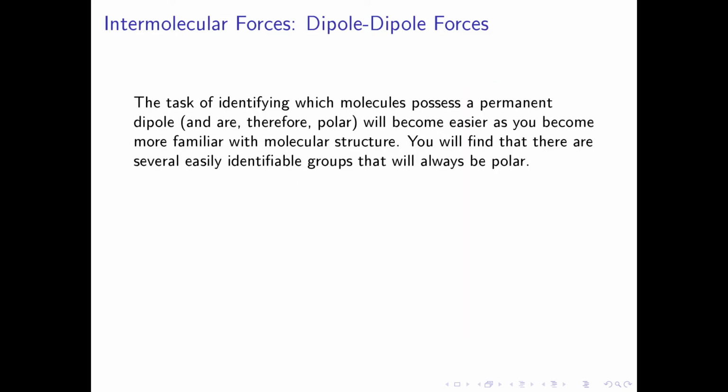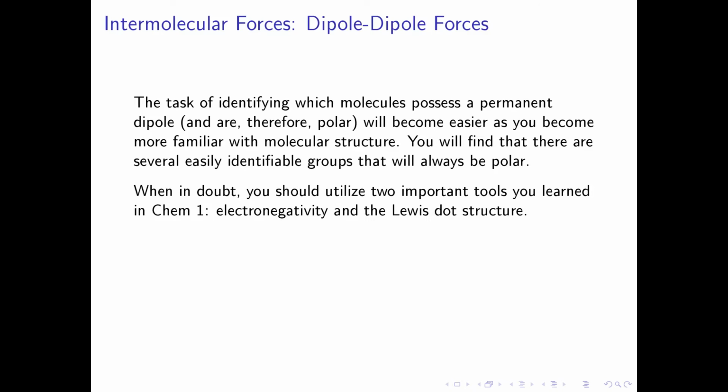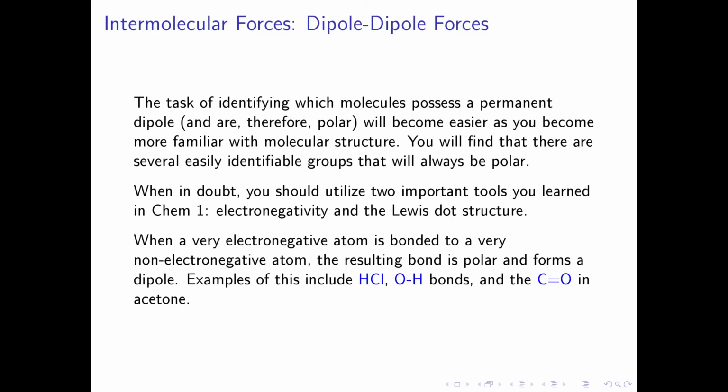The task of identifying which molecules possess a permanent dipole, and are therefore polar, will become easier as you become more familiar with molecular structure. You will find that there are several easily identifiable molecular groups that will always be polar. When in doubt, you should utilize two important tools that you learned in Chem 1, electronegativity and the Lewis dot structure. When a very electronegative atom is bonded to a very non-electronegative atom, the resulting bond is polar and forms a dipole.